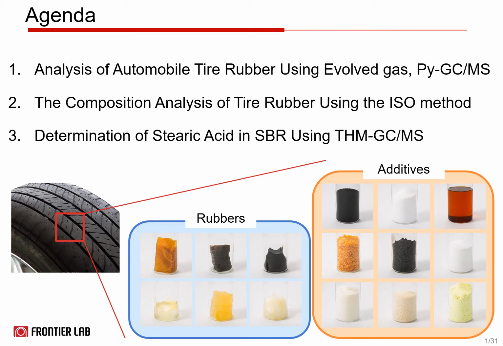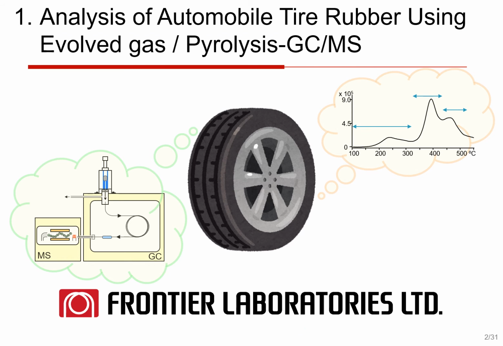In today's presentation, we will show three examples of analysis. First, analysis of automobile tire lava using evolved gas and Py-GCMS. Second, the composition analysis of tire lava using the ISO method. Third, determination of stearic acid in SBR using THM-GCMS. The first topic is analysis of automobile tire lava using evolved gas and Pyrolysis-GC.